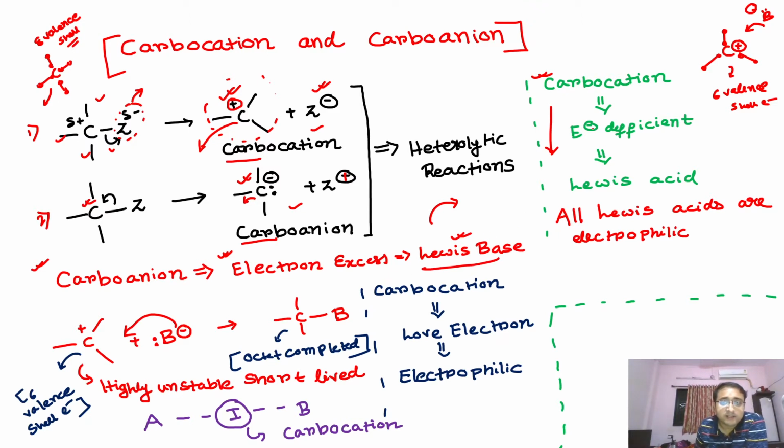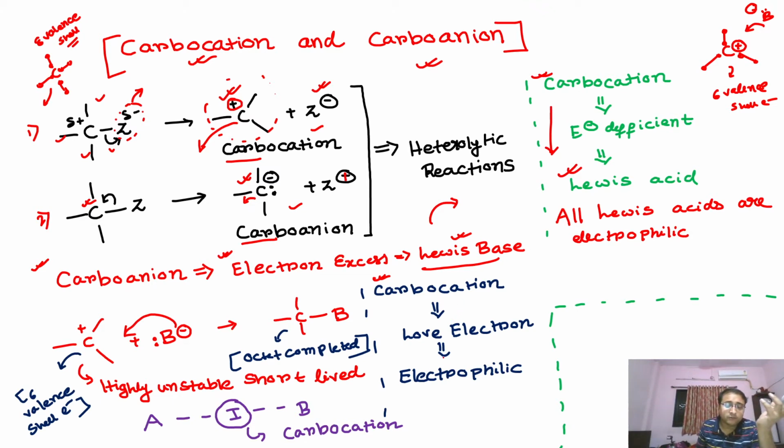Okay, so this is the relationship between carbocation and carboanion with Lewis acid and Lewis base. So what is this relationship? All the carbocations are nothing but Lewis acids and all the carboanions are nothing but Lewis bases. Now you can see that this carbocation, as it is electron deficient, always loves to accept electrons from others. It loves electrons so that it could fulfill its octet electronic configuration.